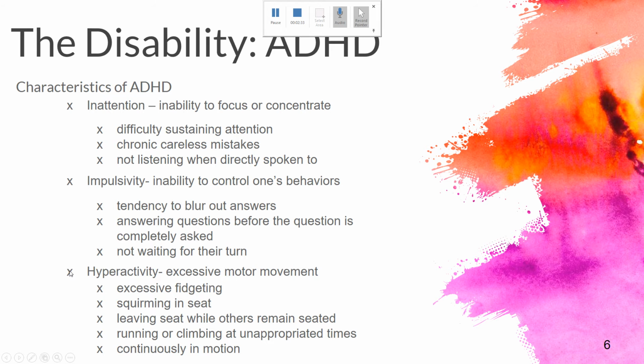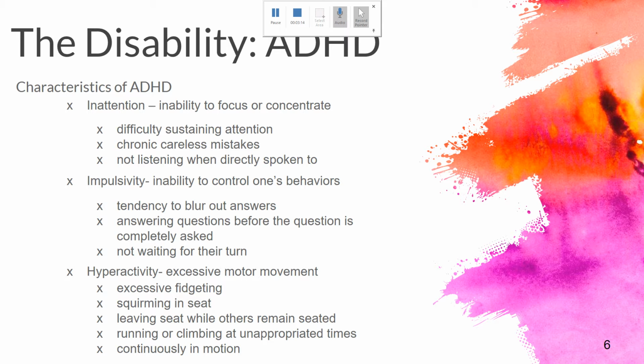So for the disability, characteristics of ADHD. One of the main characteristics of ADHD is inattention, which is the inability to focus or concentrate. Students who are displaying inattention often have difficulty sustaining attention. They also make chronic careless mistakes, and they do not listen when directly spoken to at all times. Now, they do have the ability to do that, but if it's constant, then they might lose that ability to do so.